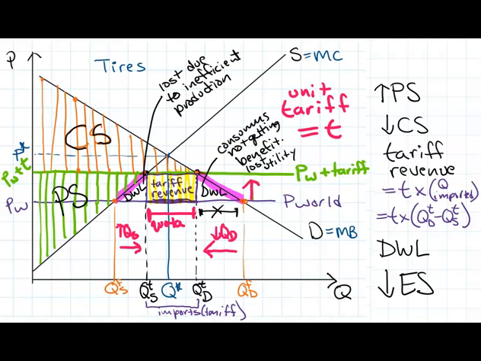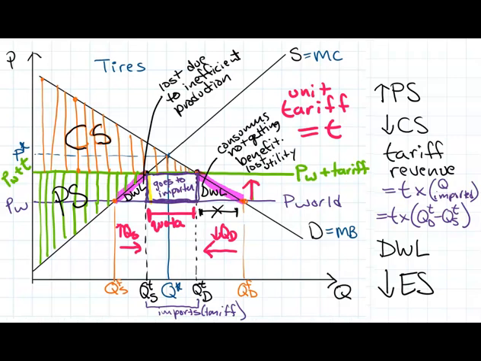The only difference is in the case of a quota, there's no tariff revenue. So the government would not get this tariff revenue. The deadweight loss stays the same, but the government doesn't get the tariff revenue. What ends up happening is, actually I'll show it real quick and then I'll go back. If you use a quota, instead of this being tariff revenue, this goes to the importer. So often you'll have licensed importers. So that square, instead of being tariff revenue, goes to the importer.